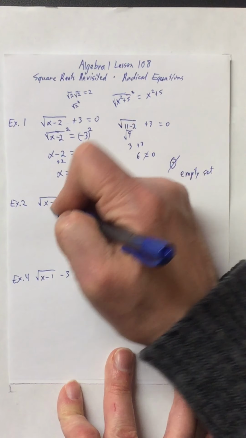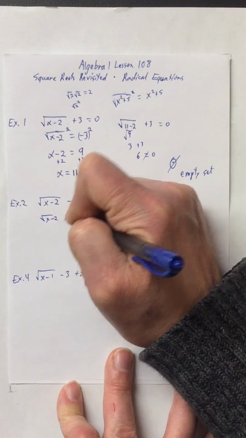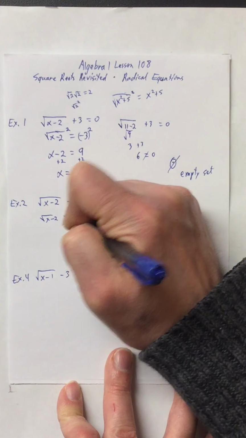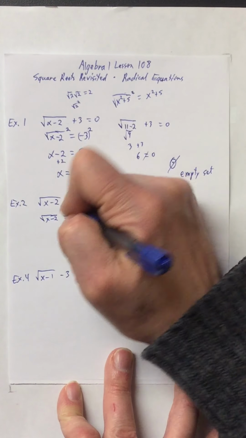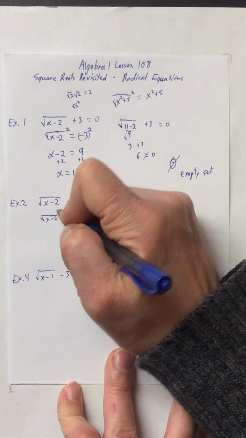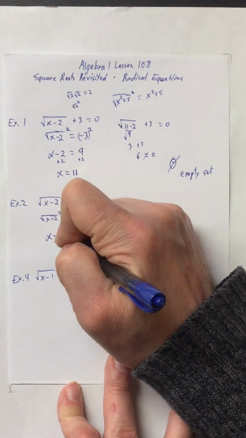Once again, let's get it by itself. So square root of x minus 2, we're going to add 6 to both sides to move it over. Then we can square this. That means that x minus 2 by itself equals 6 times 6, which is 36, plus 2. I get an answer of 38.